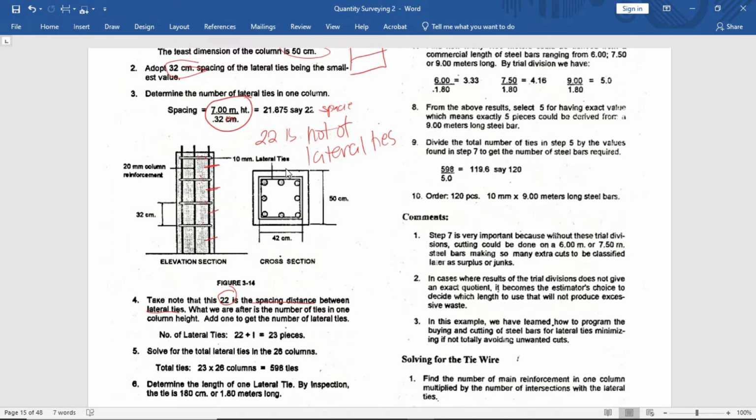So, for example, ito. Bakit tayo mag-add ng 1? For example, ito.